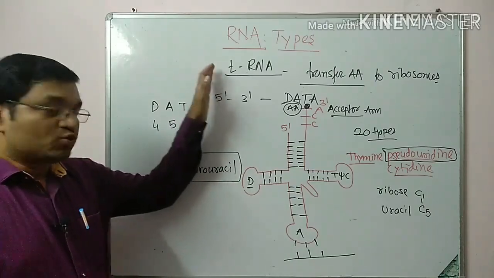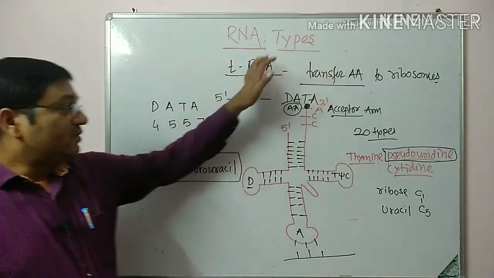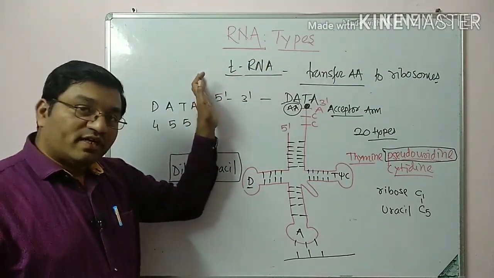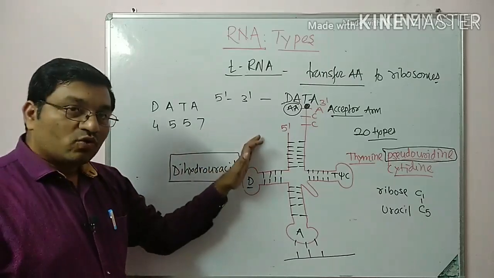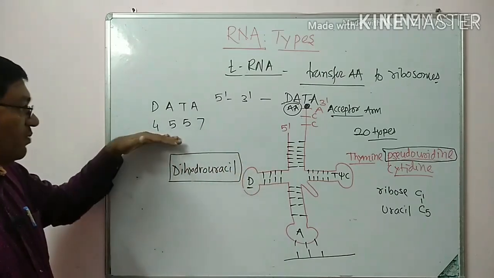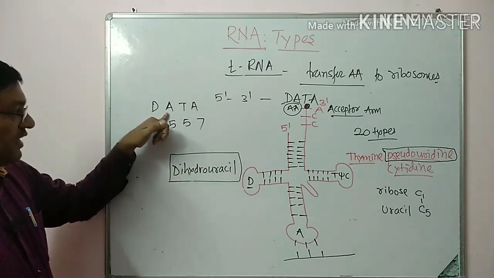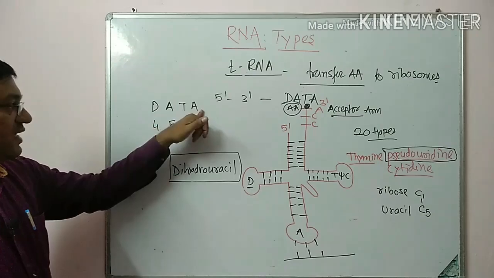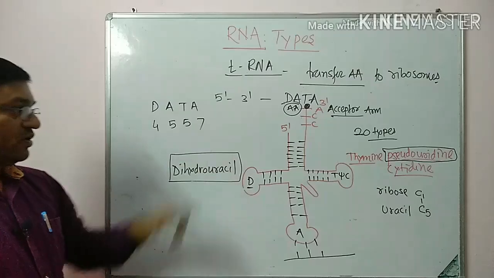Transfer RNA, also called soluble RNA, was described by Hawley. It has near about 75 to 90 nucleotides. It is a smaller molecule, with molecular weight 25,000. These are the complementary bases present in the loops: D arm, anticodon, T psi C, and acceptor arm, 4, 5, 5, 7. Okay.